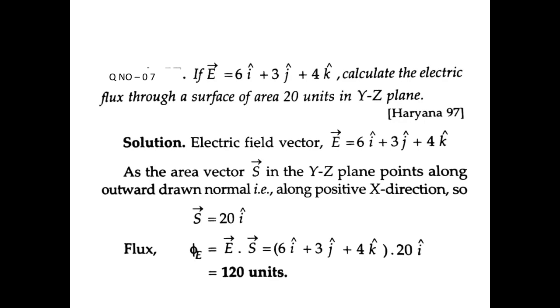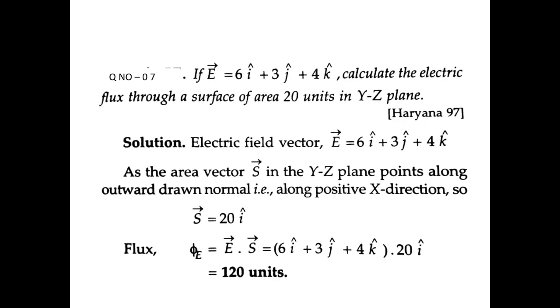Now in question number 7, if E equals 6i plus 3j plus 4k, calculate the electric flux through a surface of area 20 units in the yz plane. So here we can find the area vector in the yz plane. It is given by 20i because the area vector is perpendicular to the yz plane and pointing along the x direction. So along the x direction the unit vector is i. So the area vector is 20i.